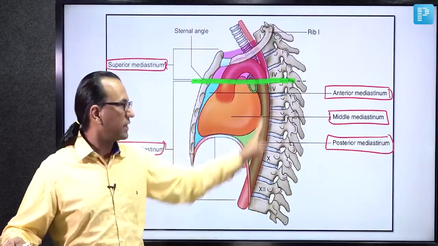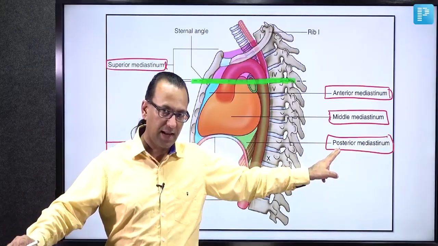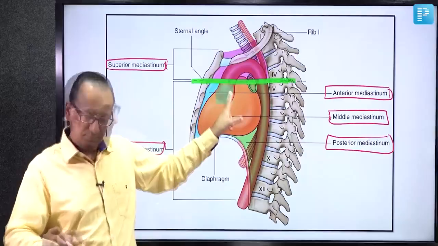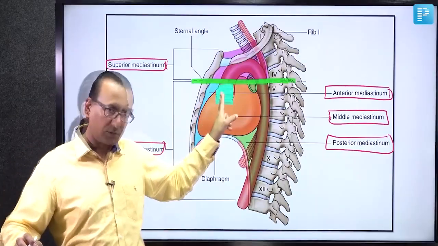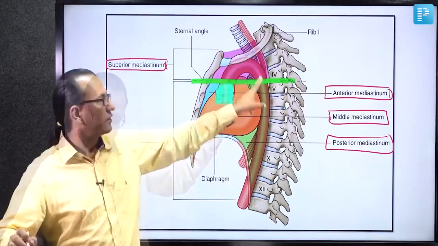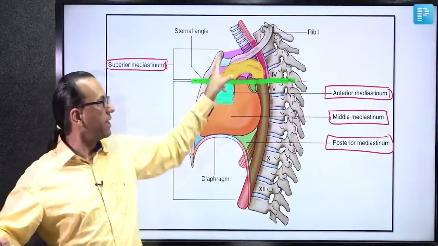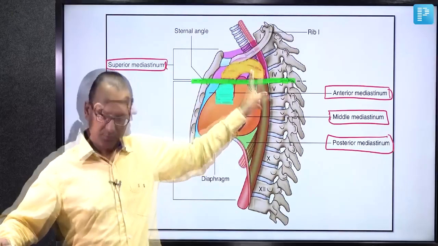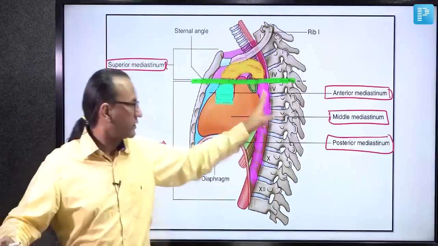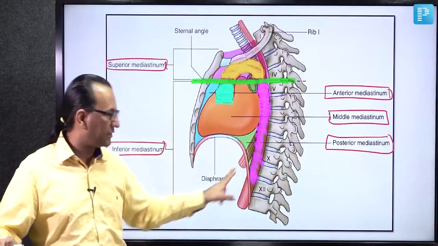If descending thoracic aorta is in the posterior mediastinum, then where is the ascending aorta? The ascending aorta lies in the middle mediastinum along with the heart. Then where is the arch of aorta? Arch of aorta lies in the superior mediastinum, behind the bone manubrium there. And where is the descending thoracic aorta? Descending thoracic aorta lies in the posterior mediastinum with the tube which is called esophagus.